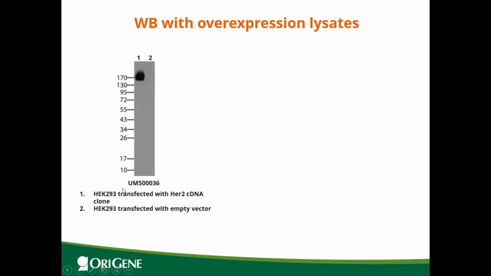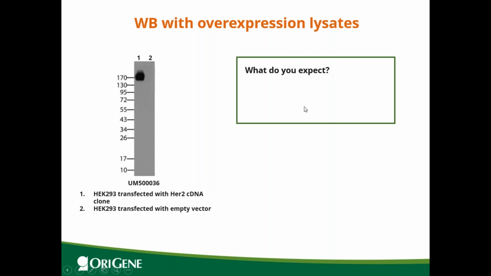In this Western blot, we have used an overexpression lysate and a control lysate. Lane 1 contains the overexpression lysate prepared from 293 cells that were transfected with a human Her2 clone. This clone encoded a full-length human Her2 protein with a C-terminal MYC-DDK tag. Lane 2 contains the control lysate made from 293 cells transfected with an empty expression vector. The only difference between these two lanes is the Her2 clone transfected into the cells.